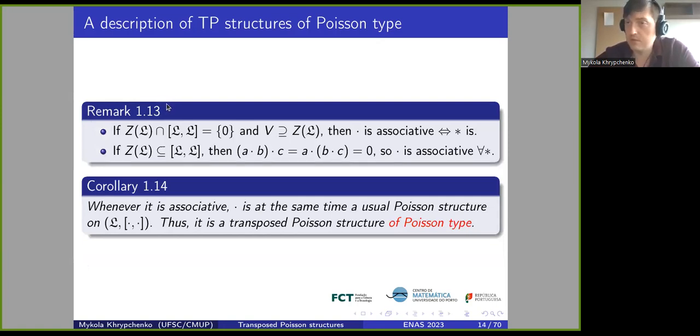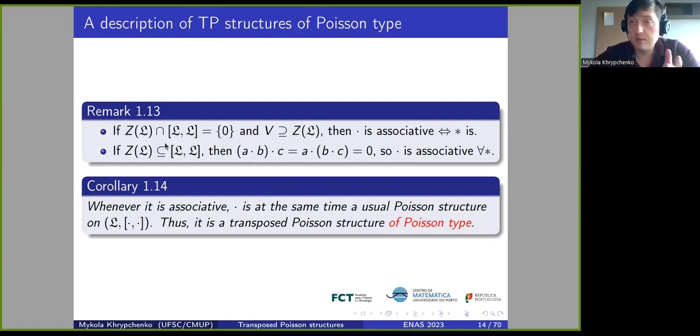but in some cases you can control this associativity. For example, if the center has trivial intersection with the square, then you can choose this V to be a subspace that contains the center, and in this case, the extended operation is associative if and only if the original operation was associative.